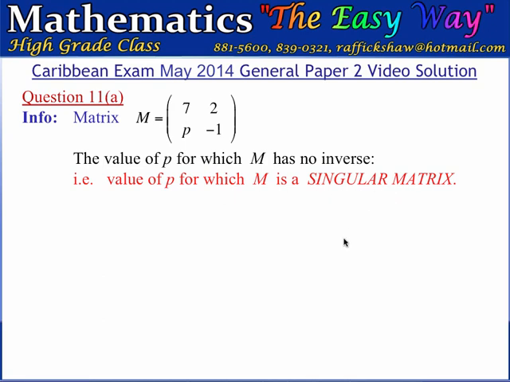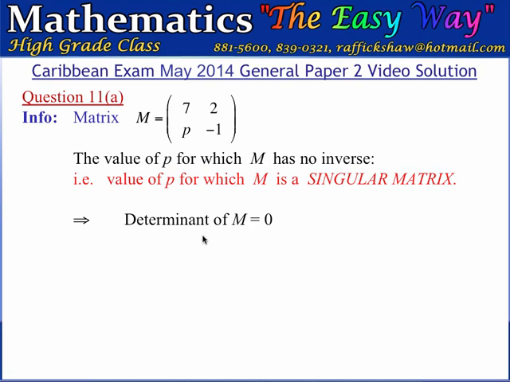Now, a singular matrix is a matrix that has no inverse because its determinant is equal to 0, and this is it. If M is a singular matrix, it has no inverse, and that would be because the determinant of M is equal to 0. And so to find the value of P for which the matrix M has no inverse, we simply need to write an expression for the determinant of M and equate that to 0.